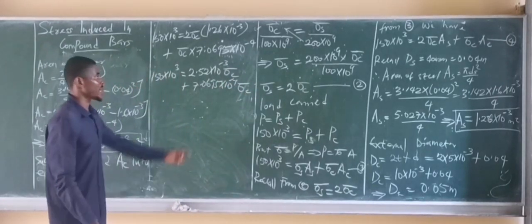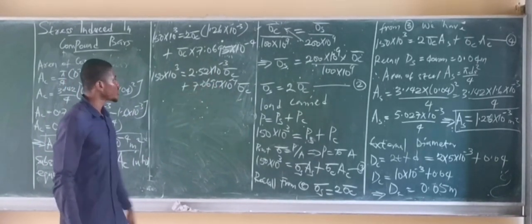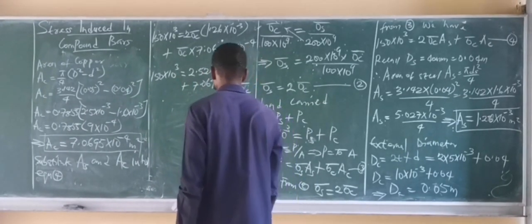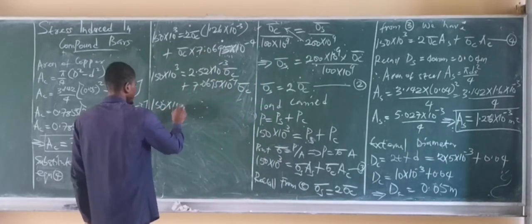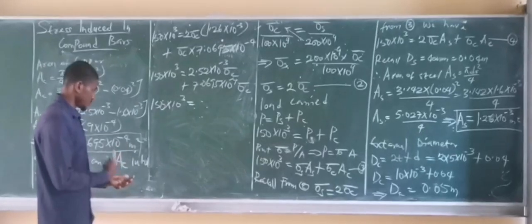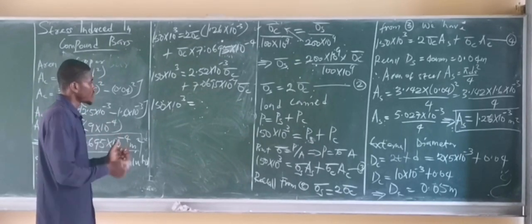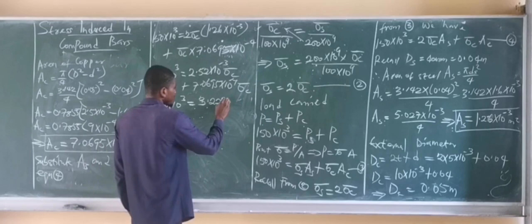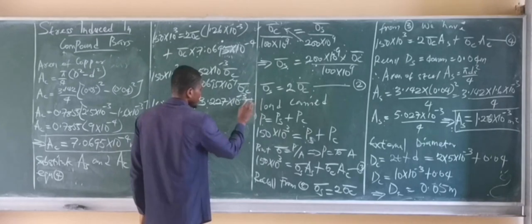So you see that at this point you can add them together, because it's a sigma C and it's a sigma C. So you add 2.52 times 10 to the minus 3 plus 7.0695 times 10 to the minus 4. So 150 times 10 to the 8 is now equal to 3.227 times 10 to the minus 3 sigma C.